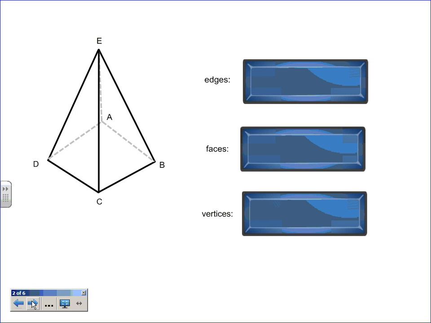So right here I have a picture that is somewhat on yours. Mine has been changed slightly. But we have things that are called edges, things that are called faces, and things that are called vertices.